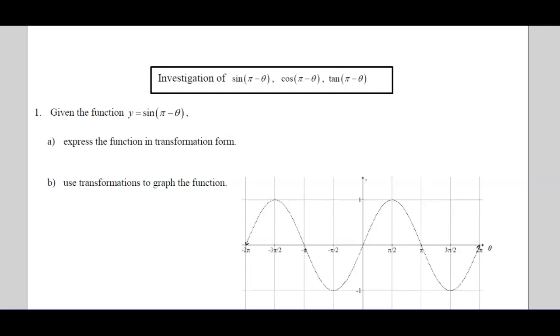We're going to spend a whole bunch more time on identities. But we're trying to find a simpler form, kind of trying to simplify it. So there's this function, sine of pi minus theta. Express it in transformation form.